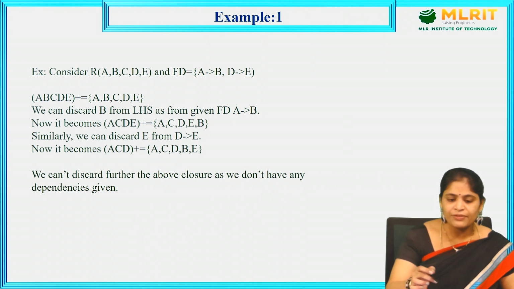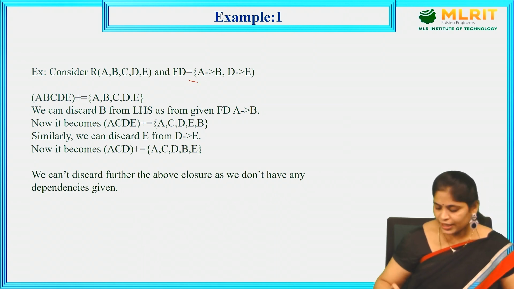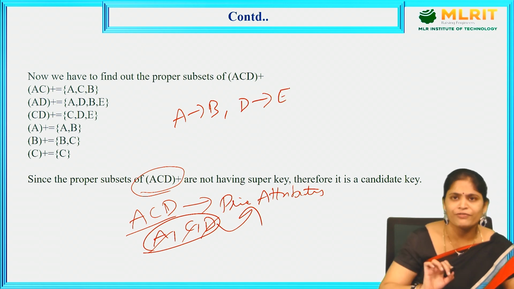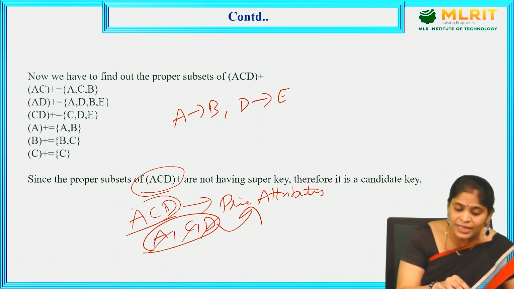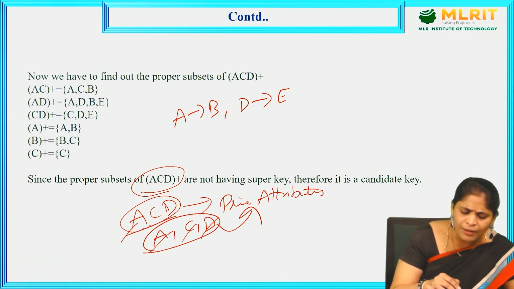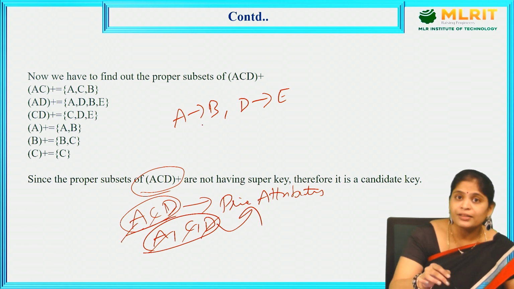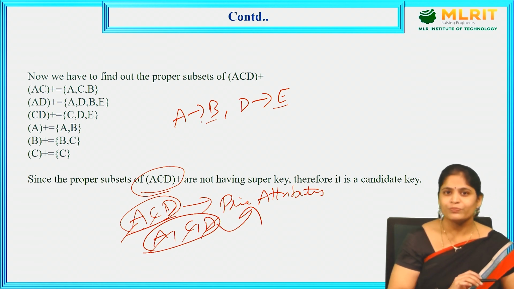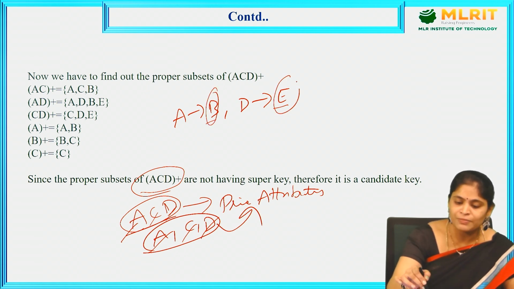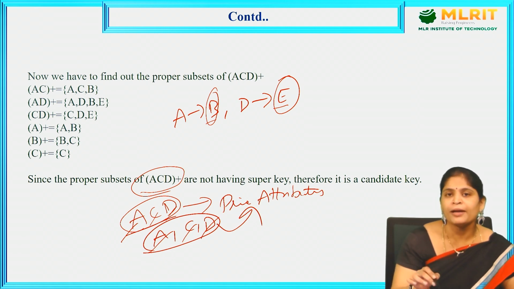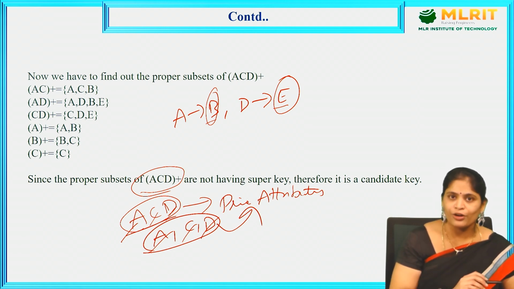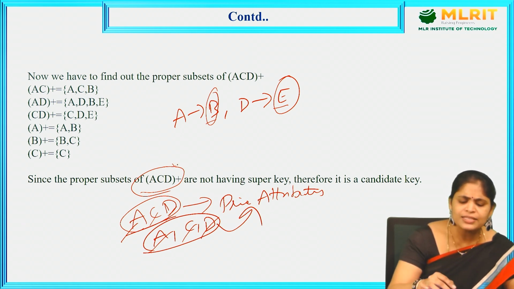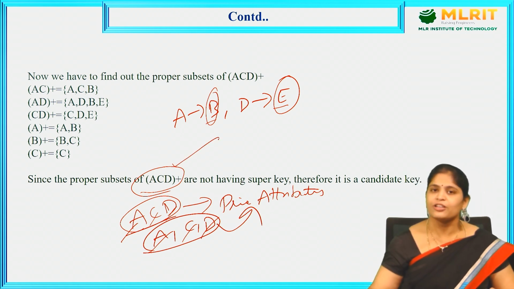So what are the FDs given here? A tends to B, D tends to E. These are the given FDs. And we obtain prime attributes A, C, D. Are A, C, D there in the right hand side of the FDs? No. Here we need to check whether prime attributes are available in the right hand side or not. Not available. Therefore, we can conclude that ACD is the only candidate key available for this relation.